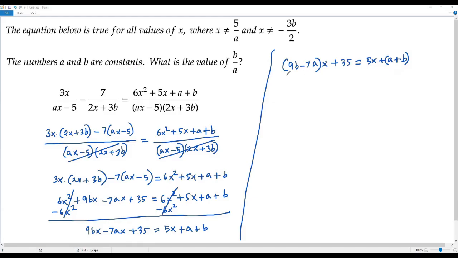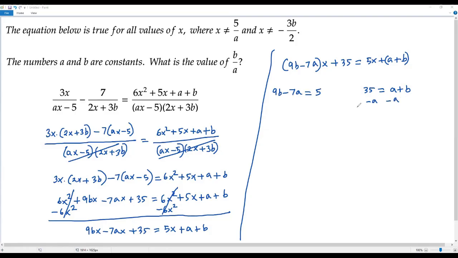Okay, here we have two linear expressions that are equal. Whenever two expressions are equal, we can match the coefficients of like terms. That is, the coefficient of x on the left side and the coefficient of x on the right side must be equal. The constant term on the left side and the constant term on the right side must be equal. Then I am getting 9b - 7a equals 5 and 35 equals a + b. Now we can solve for a or b in this equation. Okay, now let me solve for b in this equation.